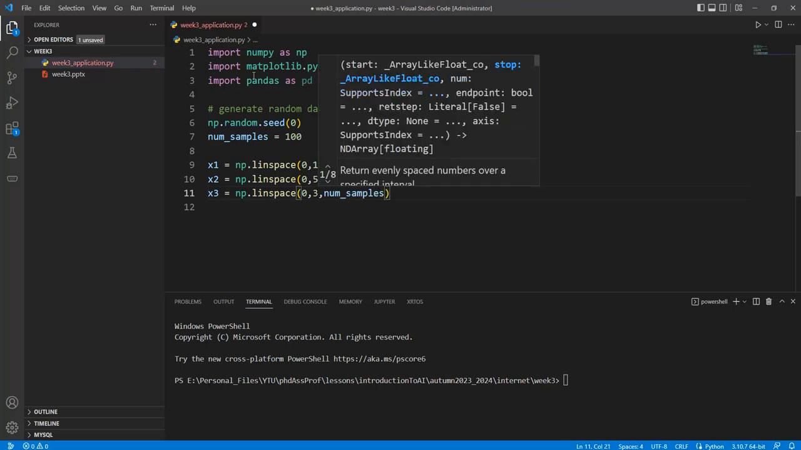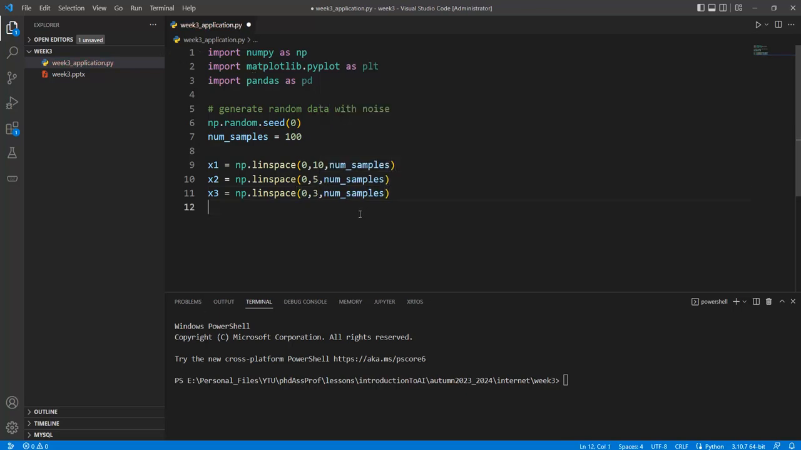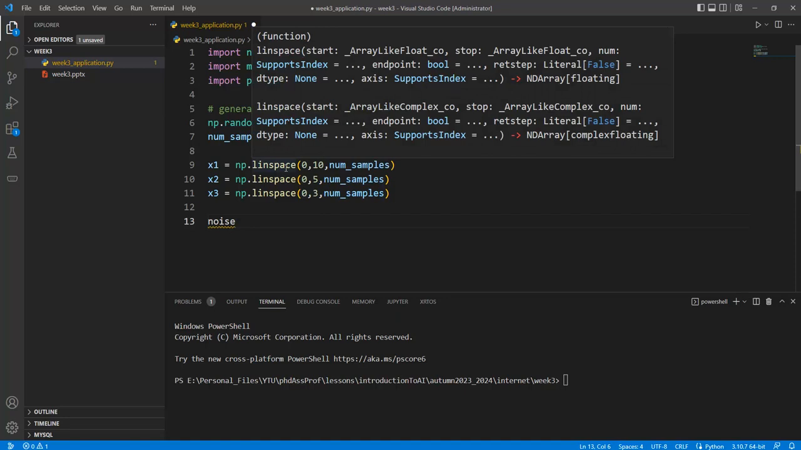So x3, 0 to 10. Range. Yes. Random value system. And so x1 is the what? The 0 to 10 values. And the 0 to 5, 0 to 3. Okay? This is the simple case.